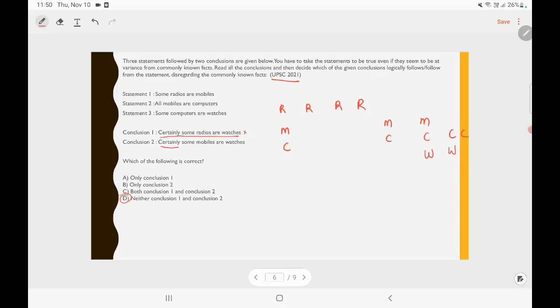Now let us say certainly some radios are watches. No, only these two are watches, so no radio is a watch here. So this is wrong. Certainly some mobiles are watches. No, we cannot say that, because even if I write watches here and here, so here also some computers are watches, but no mobile is a watch. So that is wrong. So option D became the right answer. See how easily we solved this question using the concept of extreme statements. In all the 4 questions we have discussed so far, which were from UPSC CSAT, we were able to apply the concept of elimination.